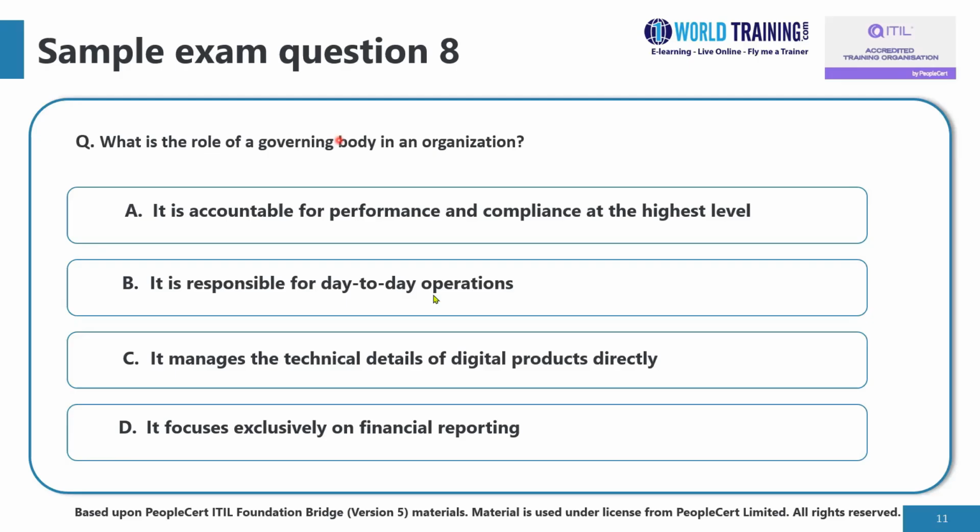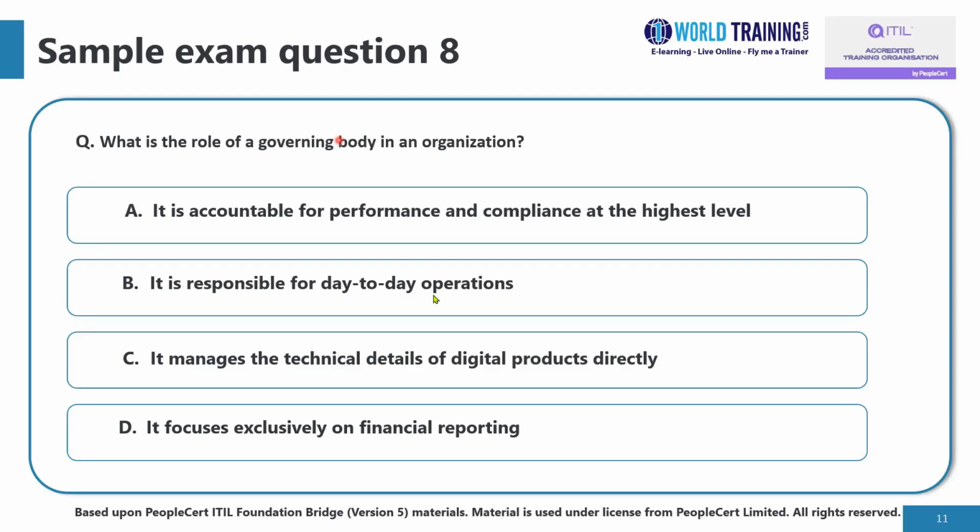Every organization is directed by a governing body, which is a group of people or an individual accountable at the highest level for the performance and compliance of the organization. Therefore, choice A would be correct. Now, day-to-day operations, which is in choice B, is handled by management, not governance, because governance provides direction, but execution is delegated to management.